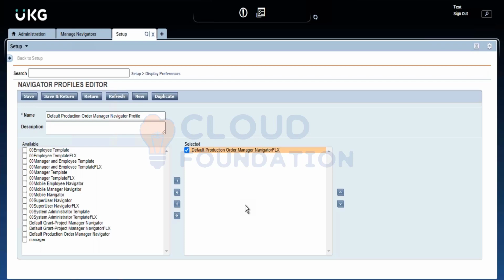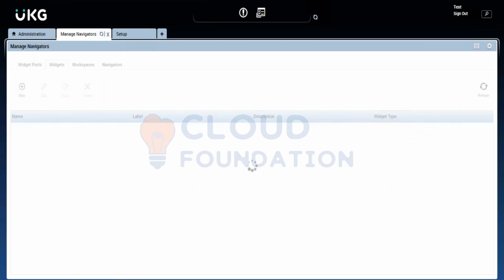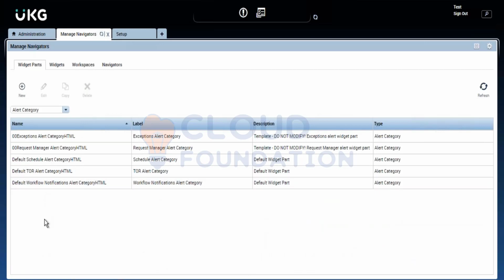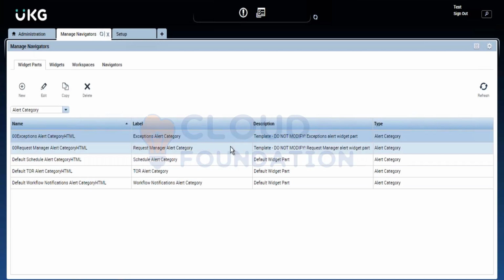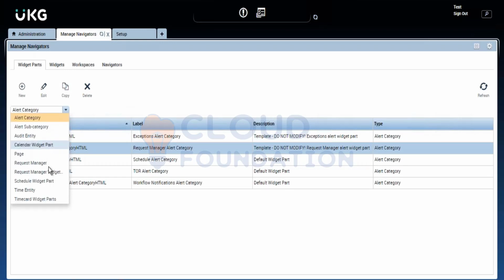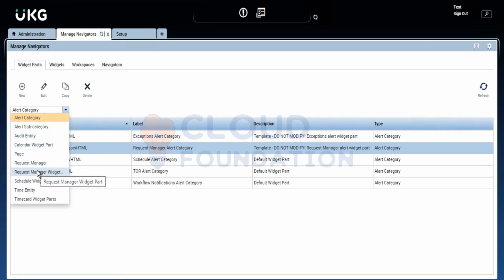In the widget parts, I'm seeing alert category, alert subcategory, audit entry, different calendar and so on. What do we do with all those things? In the widget parts, if you just go to the calendar widget part, there are different subsections. These are all just the alert categories. So this is one category, and you have different categories for different things. Alert is basically this. You can create some for schedules, and you can create some for calendars.